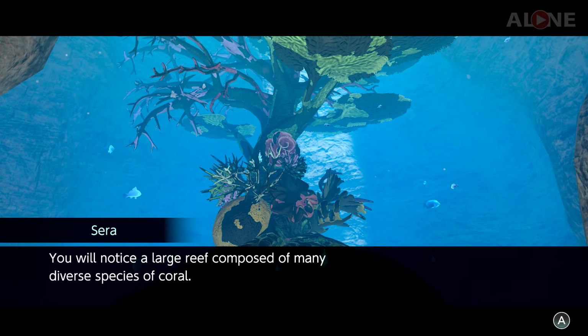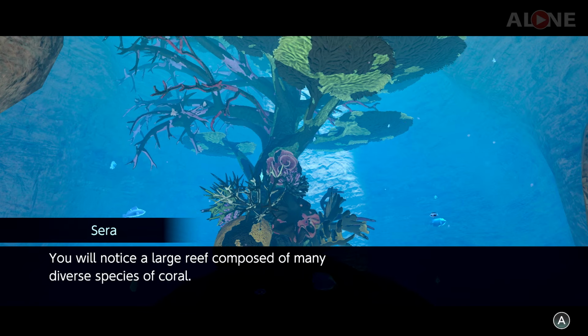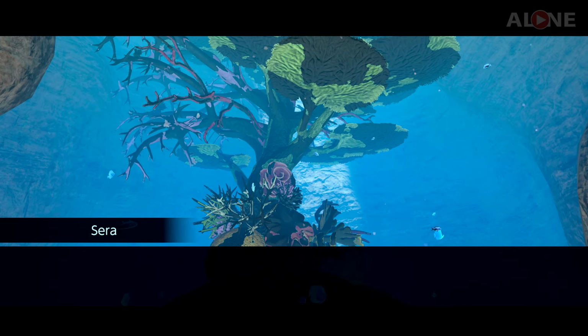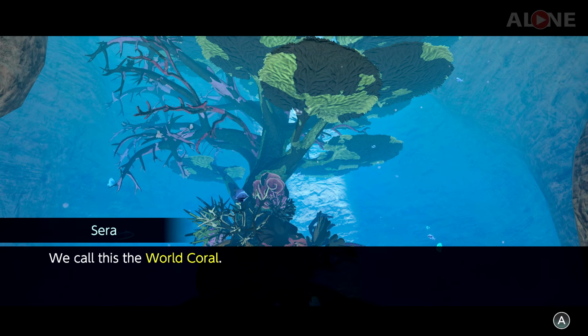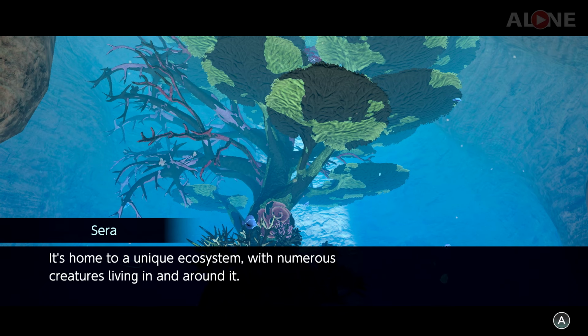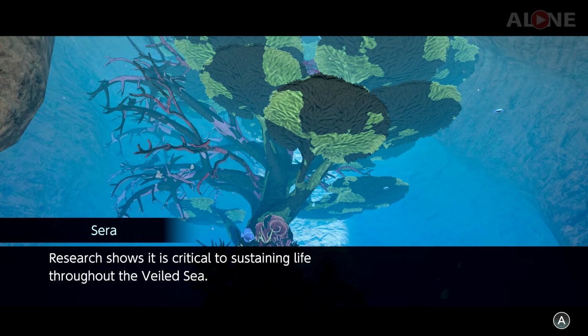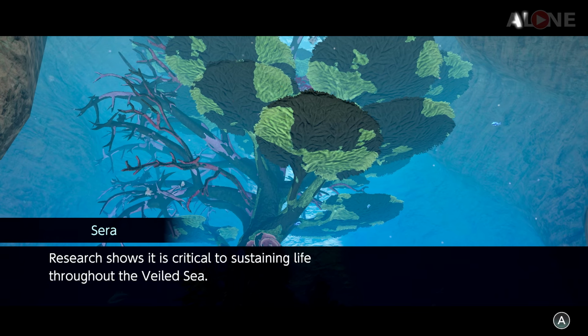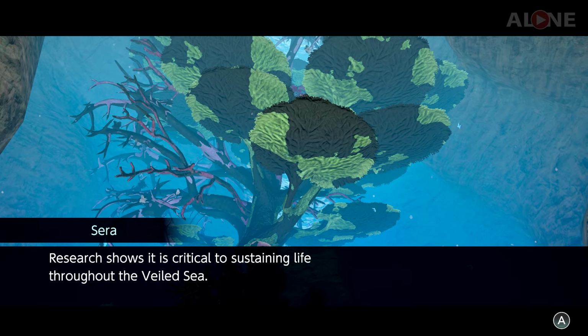You will notice a large reef composed of many diverse species of coral. We call this the world coral. It's home to a unique ecosystem, with numerous creatures living in and around it. Research shows it is critical to sustaining life throughout the Veiled Sea.